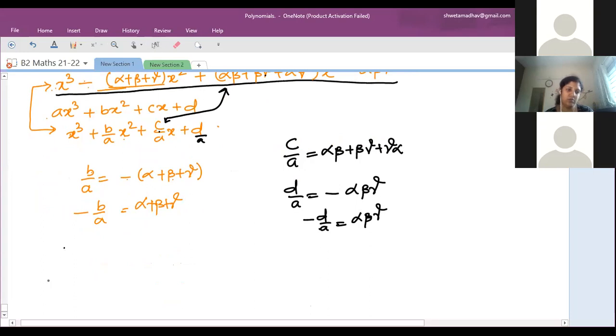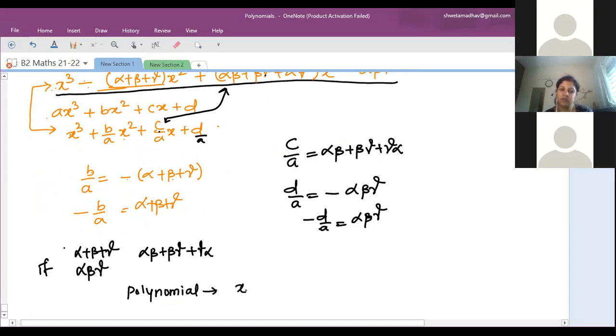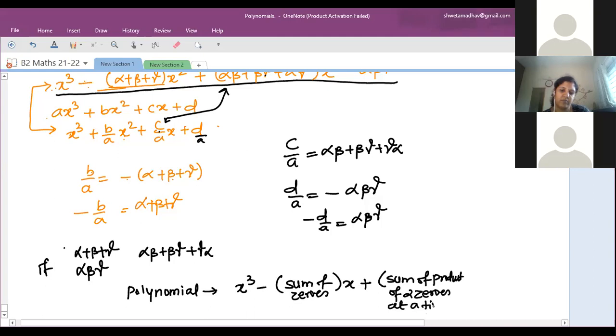Now if you know the values of alpha plus beta plus gamma and alpha beta plus beta gamma plus gamma alpha, if these three values are known, you can form the polynomial as x cube minus the sum of zeros into x square, plus the sum of the products of two zeros at a time, that is alpha into beta plus beta into gamma plus gamma into alpha, into x, minus the product of zeros.